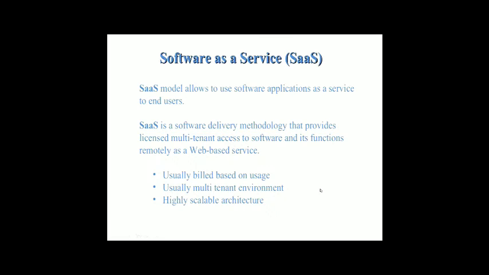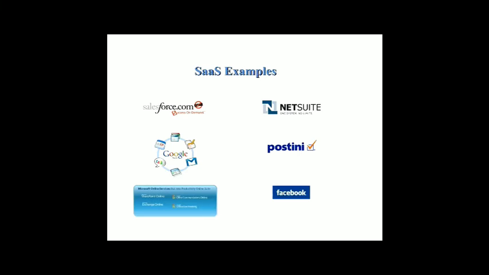The next type is software as a service, that is SaaS. This model allows us to use software applications as a service for end users. It delivers a methodology that provides licensed multi-tenant access to the software, and it functions remotely as a web-based service that is usually billed based on usage, usually a multi-tenant environment with highly scalable architectures. Examples of SaaS are Salesforce.com, NetSuite, Google, Facebook, and so on.